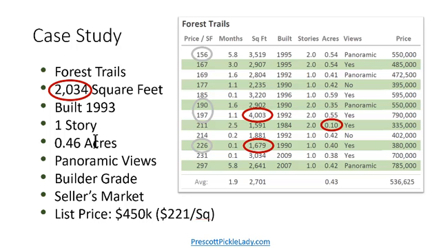One of the other things too to keep in mind is this particular comp only has 1/10 of an acre of land. Now that might be a data entry error on the part of the listing agent.